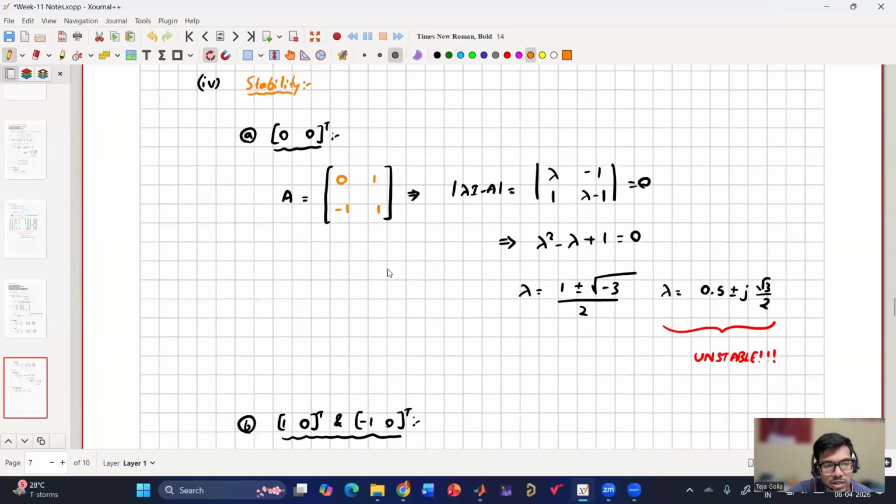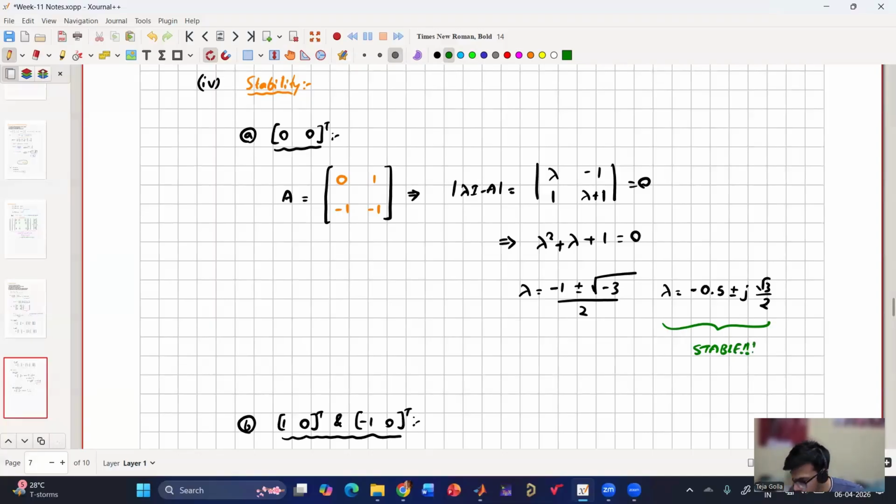So if this is minus 1, then this will be lambda plus 1. So it will be lambda square plus lambda plus 1. So it is minus 1 plus or minus root 3 by 2, that is minus 0.5 plus root 3 by 2 and minus 0.5 minus root 3 by 2. So the eigenvalues are in the LHP, one in Q2, one in Q3. So we have made a mistake. It is not unstable, it is rather stable because it is in the LHP side.